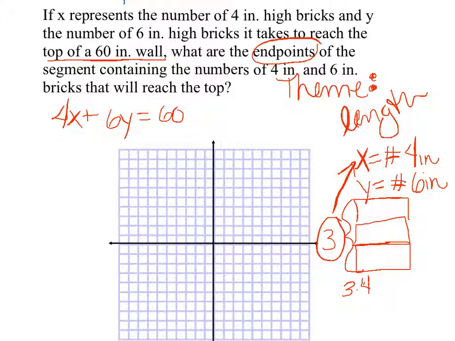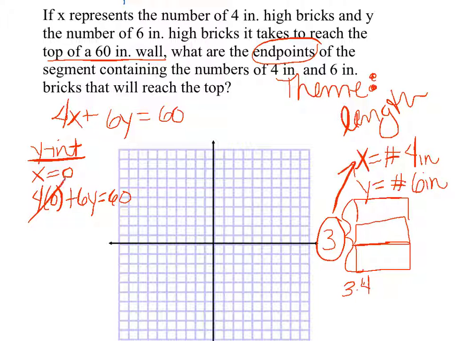So let's figure this out. That means we need to find our x and y intercepts. Remember what's special about a y-intercept. A y-intercept, x equals 0. So I plug in 0 for x. 4 times 0 is 0. We get 6y equals 60. Divide by 6, y equals 10. So my y-intercept is up here at 10.